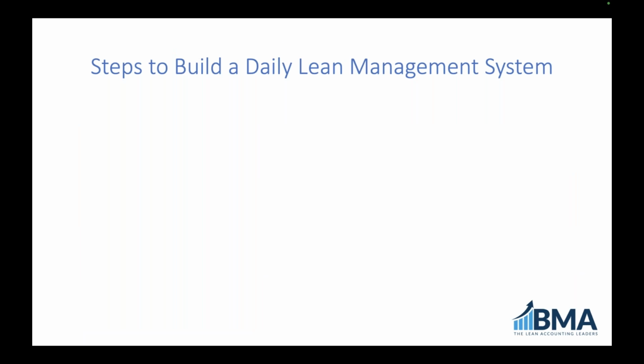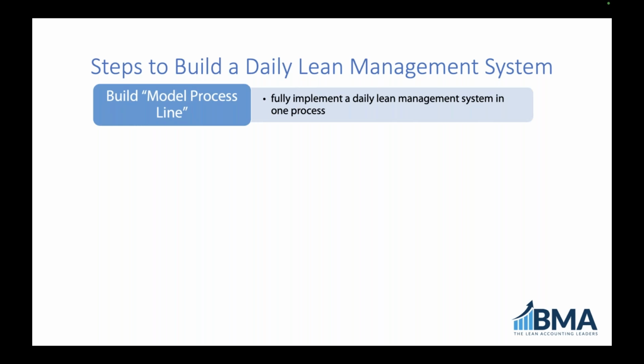So to wrap up daily lean management, the steps to build it. Build a model line. Pick one process, fully implement daily lean management, and get it working. It's easier for people to understand what it is when they see it, rather than trying to do the whole accounting department at the same time.